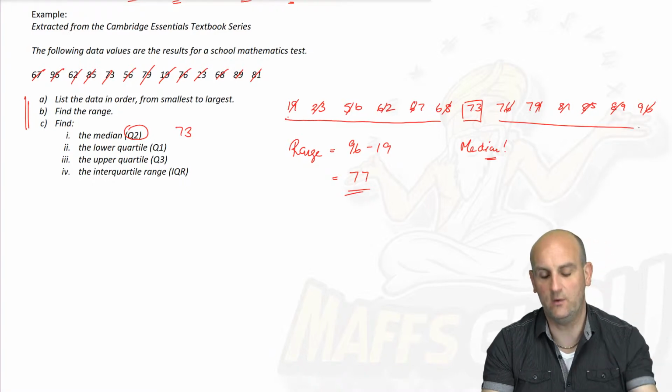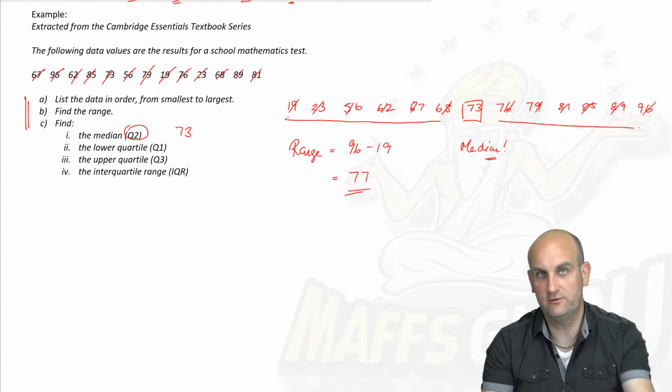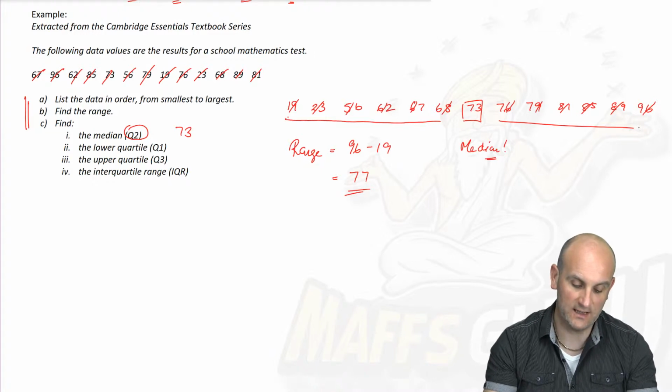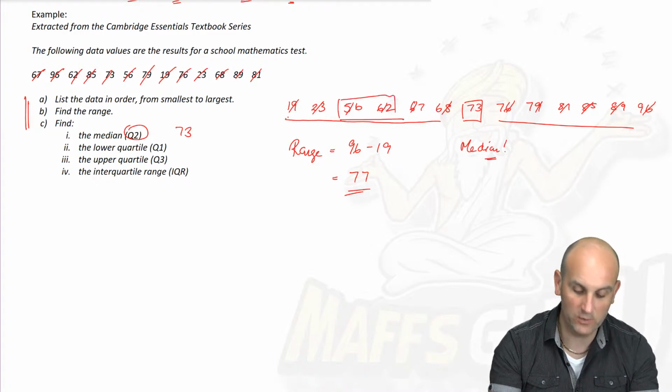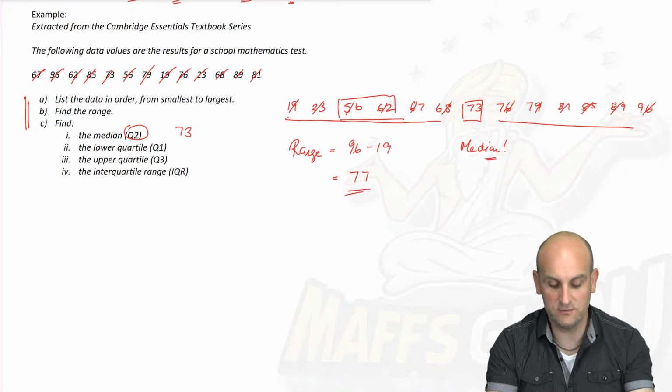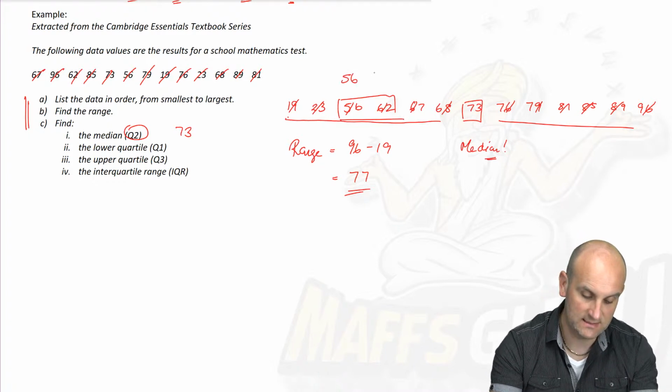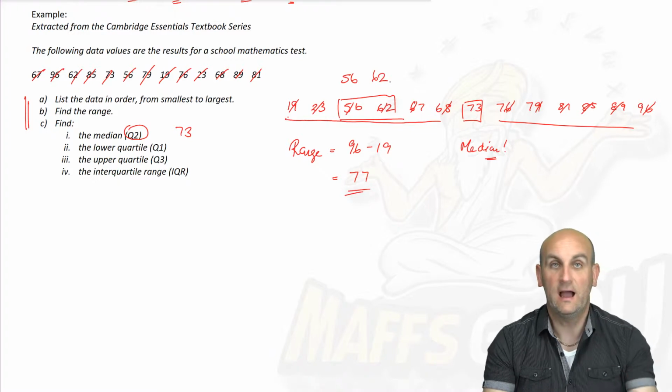So we have now data items on the left, data items on the right. How many data items do I have on the left? 1, 2, 3, 4, 5, 6. And it just so happens that even just by looking at it, I can tell my middle two values fall between 56 and 62. How do I find halfway between 56 and 62?